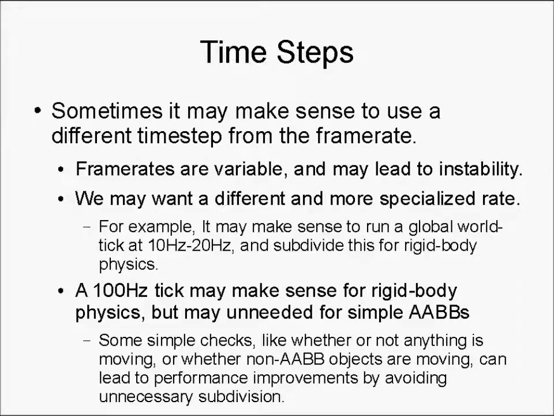Time steps. Sometimes it may make sense to use a different time step from the frame rate. Frame rates are variable, and may lead to instability. We may want a different and more specialized rate. For example, it may make sense to run a global world tick at 10 Hz or 20 Hz, and subdivide this for rigid body physics. The 100 Hz tick may make sense for rigid body physics, but may be unneeded for simple AABB. Some simple checks, like whether or not anything is moving, or whether non-AABB objects are moving, can lead to performance improvements by avoiding unnecessary subdivision.